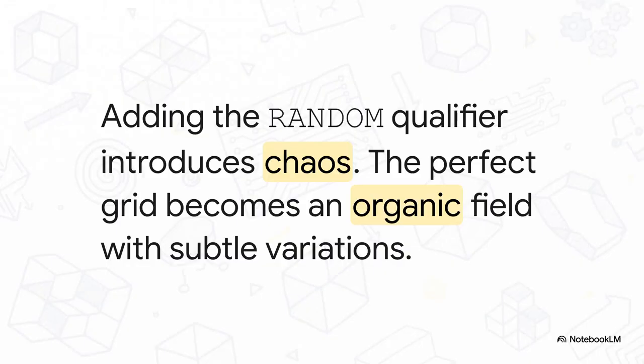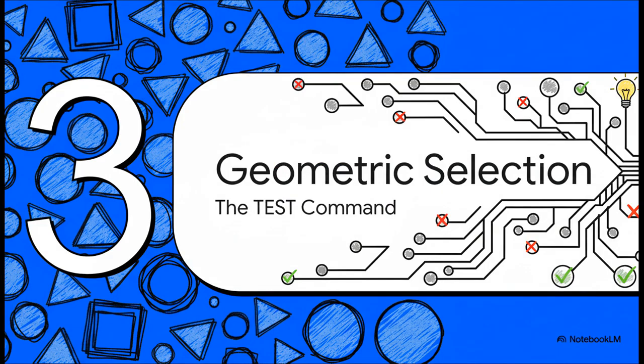But let's be honest, perfect grids are a little boring, right? A little sterile. This is where it gets really cool. We add just one word to our code, random, and suddenly, that rigid grid just comes alive. Every point shifts just a tiny bit, and what you get is this beautiful organic texture. We've gone from perfect order to natural variation with a single word. Repetition is awesome, for sure.